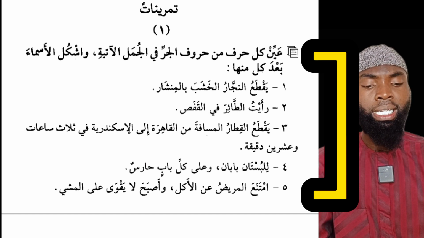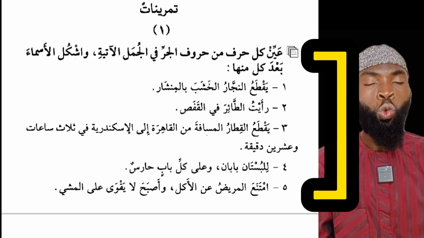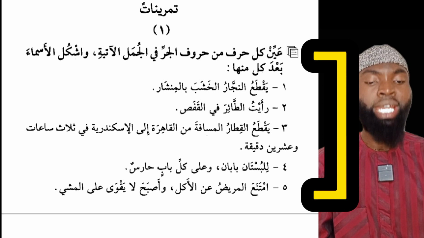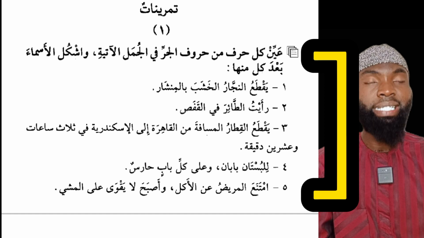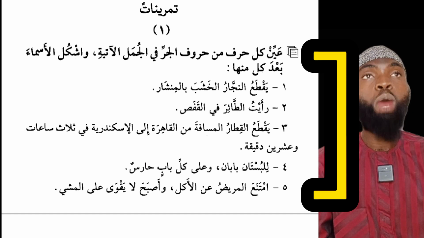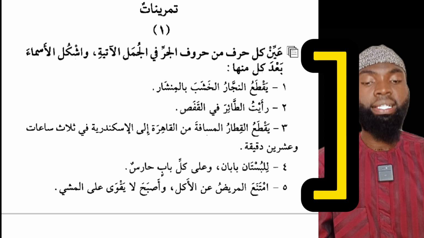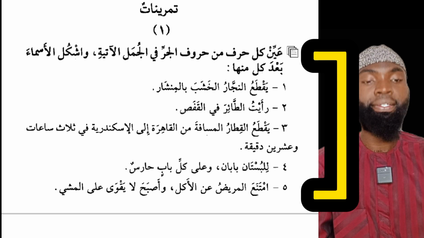Lastly, we have imtana'a al-maridu anil-akli wa asbaha la yaqwa ala al-mashi. The sick person refrained from eating, and he became unable to walk. So the first preposition we have here is an. This is harf al-jar, and we have anil-akli. Al-akl is put into the genitive case carrying kisra. The second is ala. That's why we have ala al-mashi.